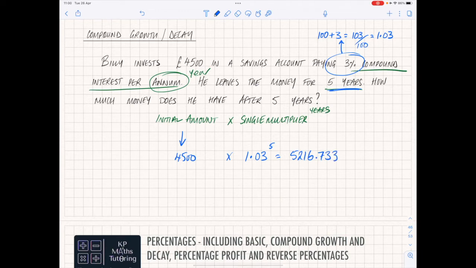There's quite a lot of 3s here. But because we're talking about money, we're going to round this to 2 decimal places. So 5216.73. So that's how much money he would have in the account after 5 years.